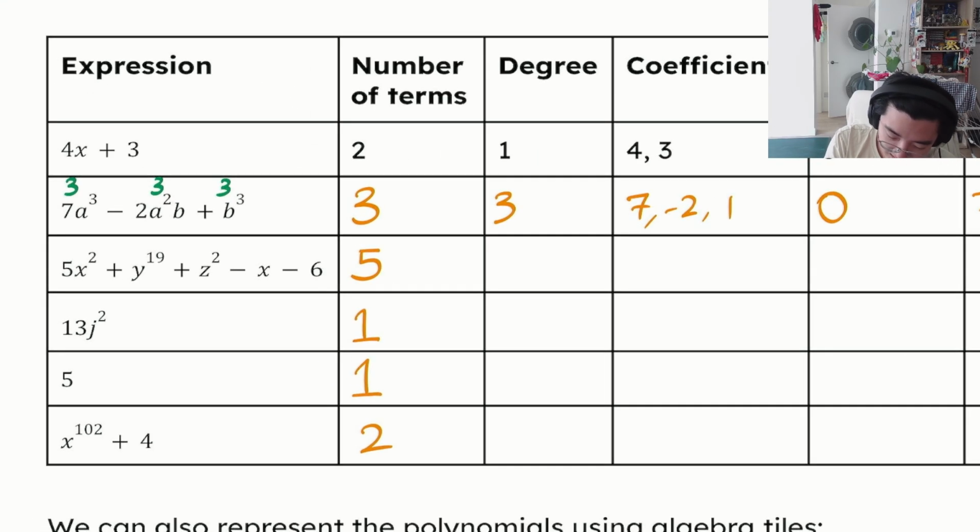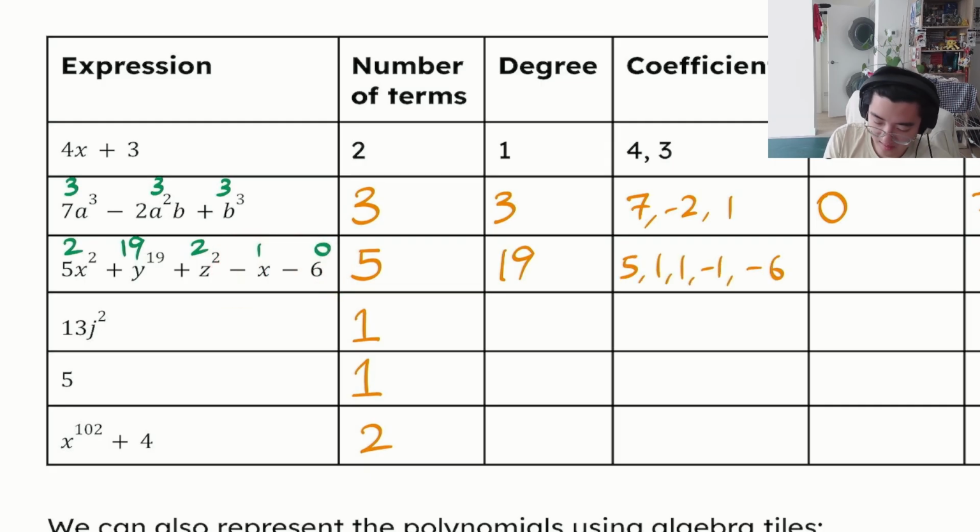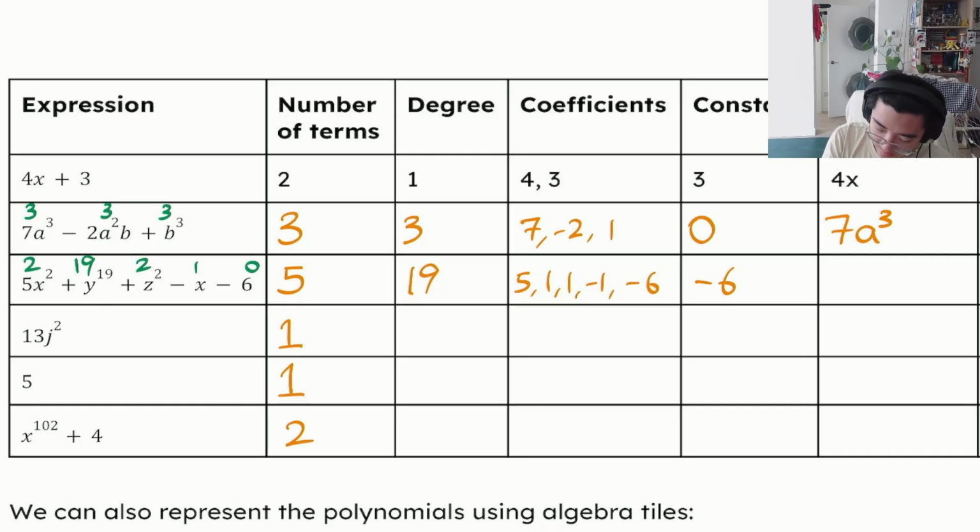Okay, next, degrees here. We got degree of 2 here, degree of 19, of course, degree of 2, degree of 1, degree of 0. So the degree of the whole thing is 19. The coefficients here, we got a 5, a 1, a 1, a -1, remember our minus signs, and a -6. So 5, 1, 1, -1, -6. The constant, that's the one with no variables, -6. Leading term, highest degree, of course, y to the power of 19.